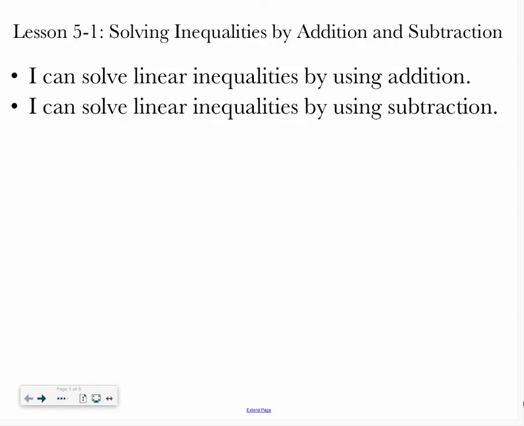Hello class, welcome to lesson 5.1, which is all about solving inequalities by addition and subtraction. By the end of this lesson, you should be able to solve linear inequalities using addition and subtraction.